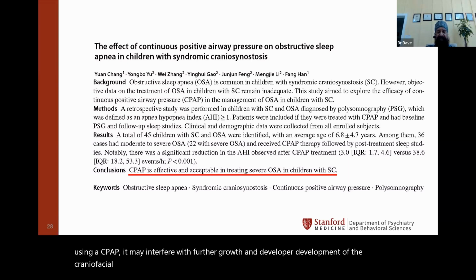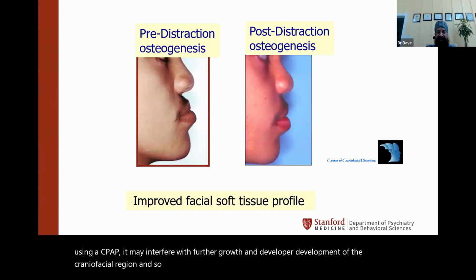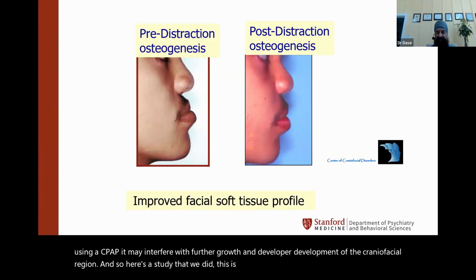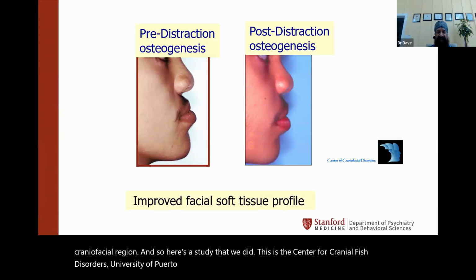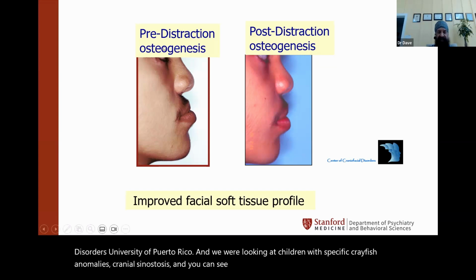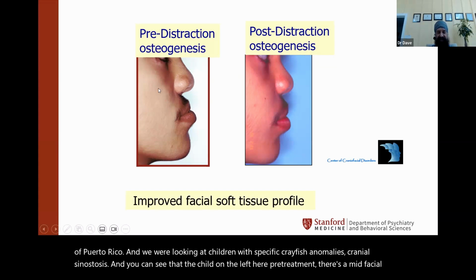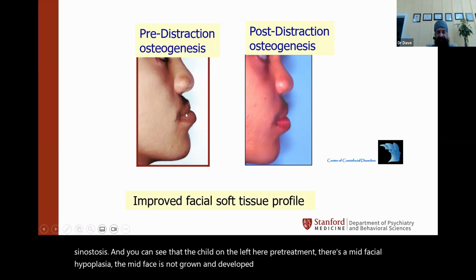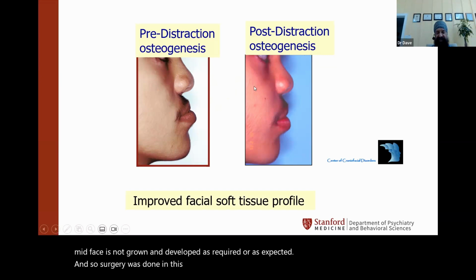I'm fine with that, except that using CPAP may interfere with further growth and development of the craniofacial region. And so here's a study that we did. This is the Center for Craniofacial Disorders, University of Puerto Rico. We were looking at children with specific craniofacial anomalies, craniosynostoses. You can see that the child on the left here, pre-treatment, has a mid-facial hypoplasia. The midface has not grown and developed as expected. And so surgery was done in this case, distraction osteogenesis, to actually relocate that face into a forward position.